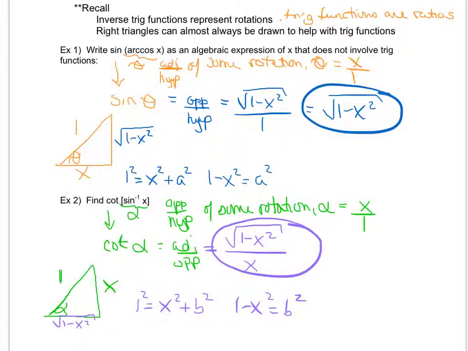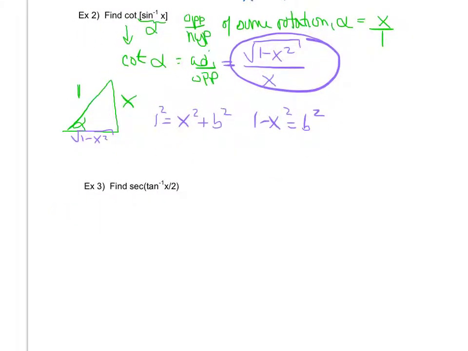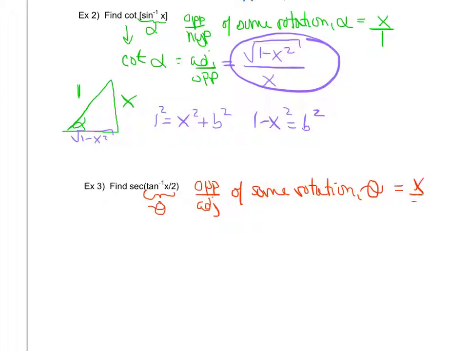And let's look at one more example like this. For the final example, I'm going to go through somewhat the same process. First thing I'm going to do is recognize that this is an inverse trig function, therefore it's some rotation. Maybe I'll call it theta again. Since it's tangent, the opposite over adjacent of some rotation, which I am choosing to call theta, is equal to x over 2. I want to find the secant of that theta, the hypotenuse over adjacent.